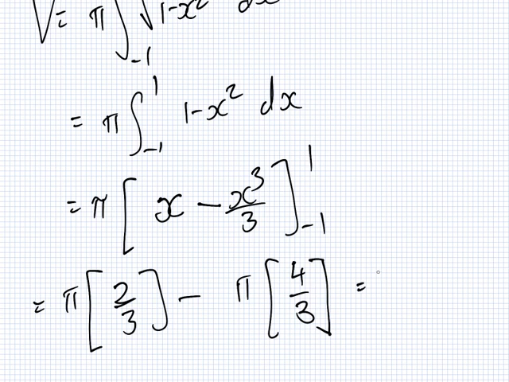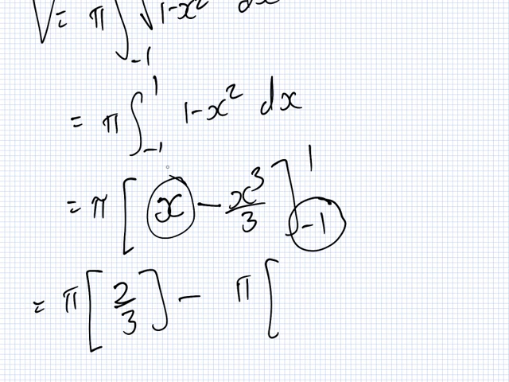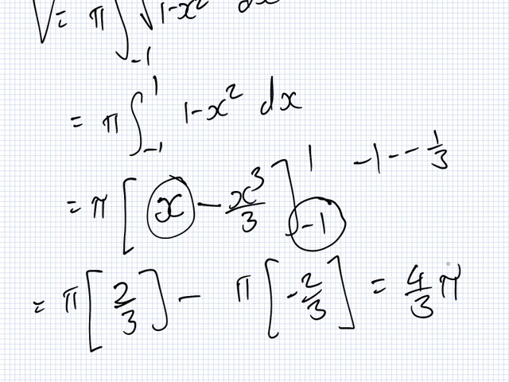So here I have 2 pi over 3. No, my bad. This last one wasn't that. No, I said 1 plus 1 over 3. It's not that. Look, KJ, we put in minus 1 here. So it should have been minus 1 minus minus 1 over 3, which is minus 1 plus 1 over 3, which is minus 2 over 3. So when you put these together, you get 4 over 3 pi. Yes. Since the radius is 1.